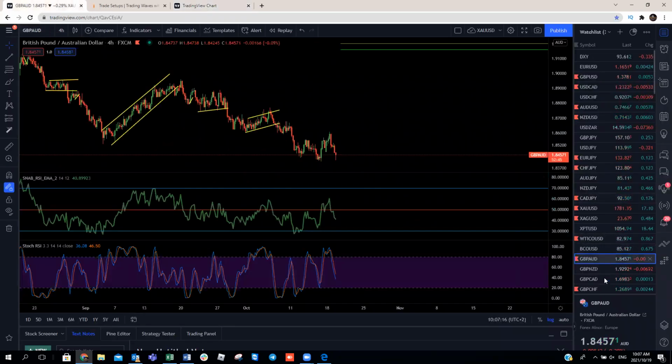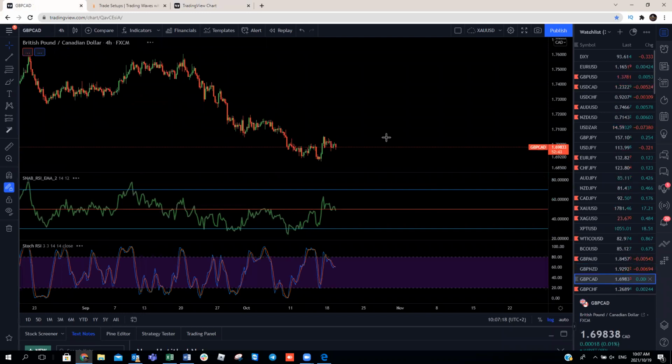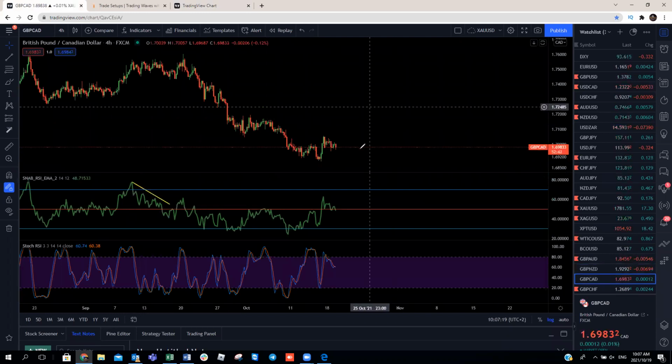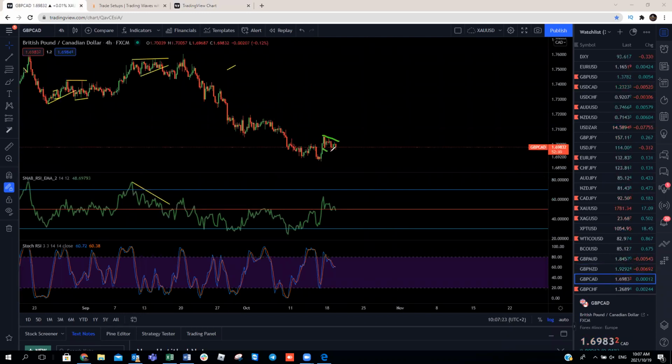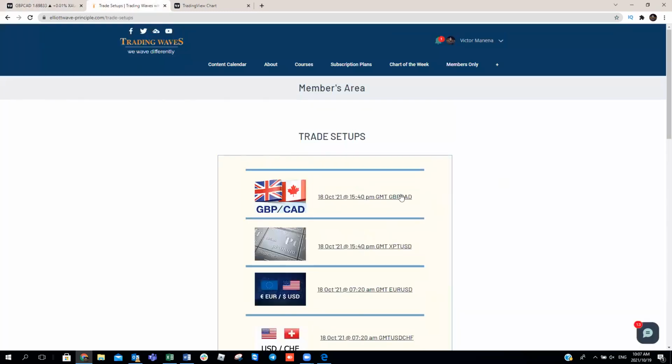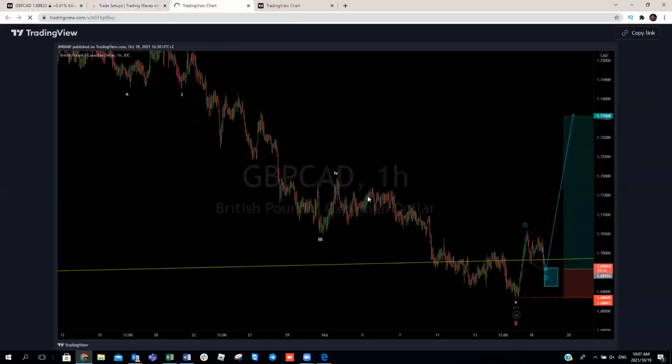Let's have a look at pound CAD, which is our trade of the week. Similar to what is happening to the euro, we're looking for this one to make at least a three-wave structure. So again, if we get a blue box setup, let's have a look here at what the trade setup looks like. If we get a blue box setup on the 1 hour, we'll look to take it there. You see it's exactly the same as well.